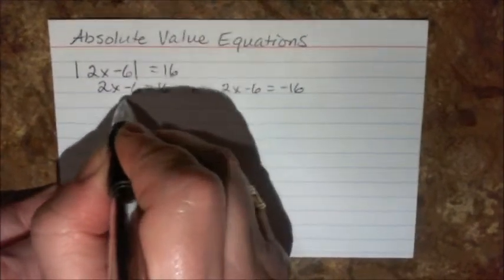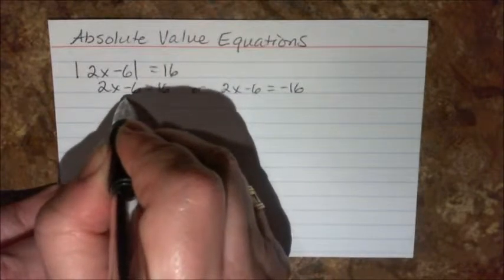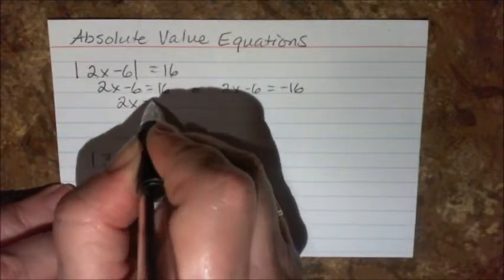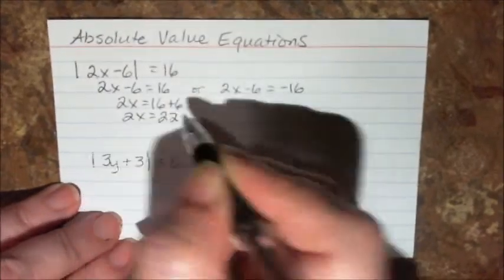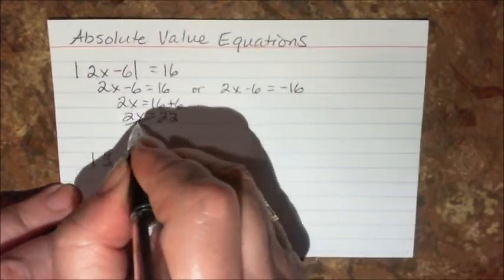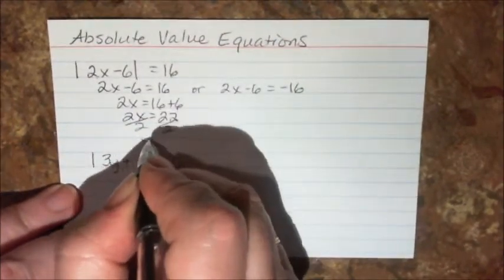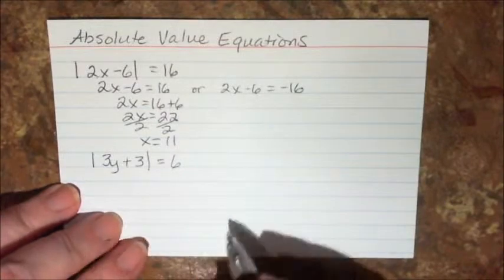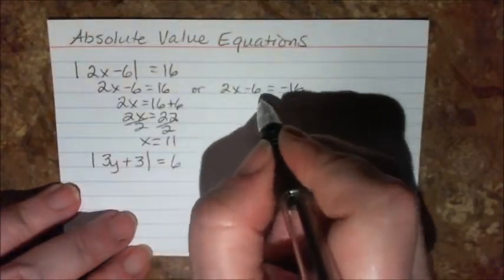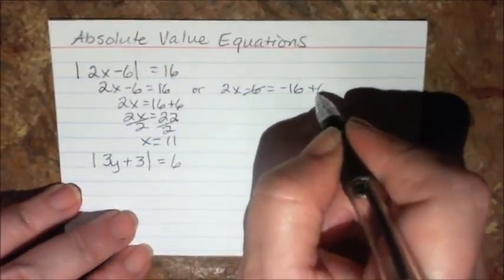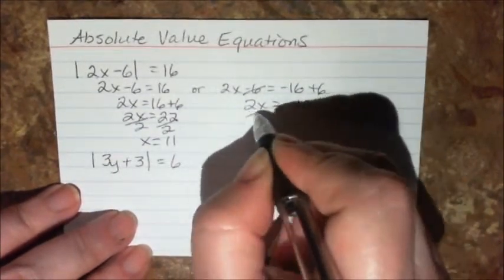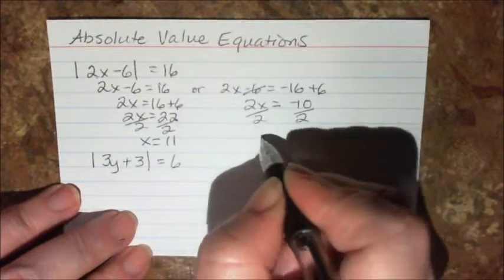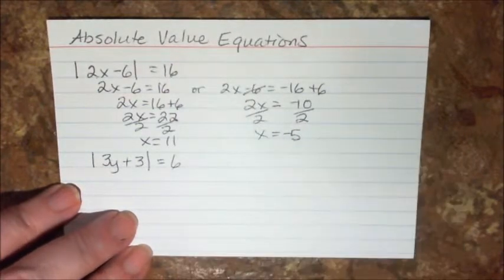So this would take adding 6 to both sides, so that would give us 2x is equal to 16 plus 6. That's 2x is equal to 22. Divide both sides by 2, and we get x is equal to 11. Solve the other one, and we add 6 to both sides. That gives us 2x is equal to negative 10. Divide both sides by 2, gives us x equal to negative 5.